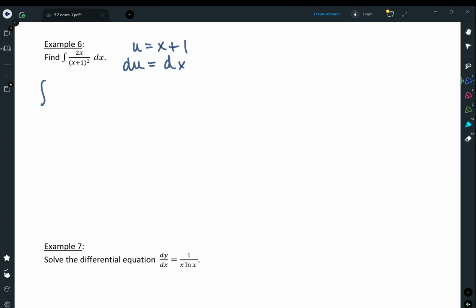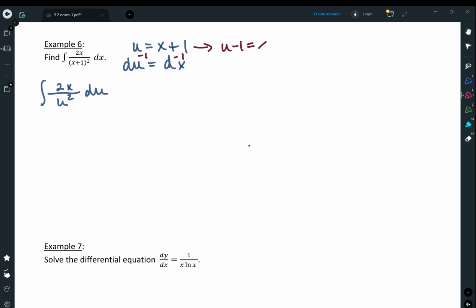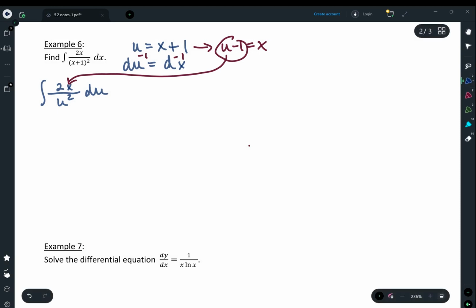So what I end up with here is 2x over u squared, and then I have a du. So I still have this 2x I have to worry about. So the trick that we're going to use is we can actually take our u substitution, u equals x plus 1, and we can solve that for x. So if I solve that for x, I am subtracting 1 on both sides so that u minus 1 is equal to x. So now I have a substitution that I could use for x as well. This isn't something that we use all the time, but it's really cool when it works out.